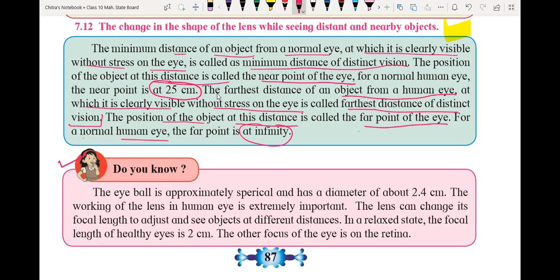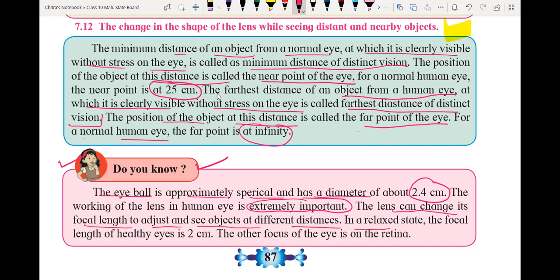Okay, now we have to cover the do you know part. It is again very important. The eyeball is approximately spherical and has a diameter of about 2.4 centimeter. The working of the lens in the human eye is extremely important in order to see the object clearly. The lens can change its focal length. This is called the power of accommodation, to adjust and see the object at different distances.